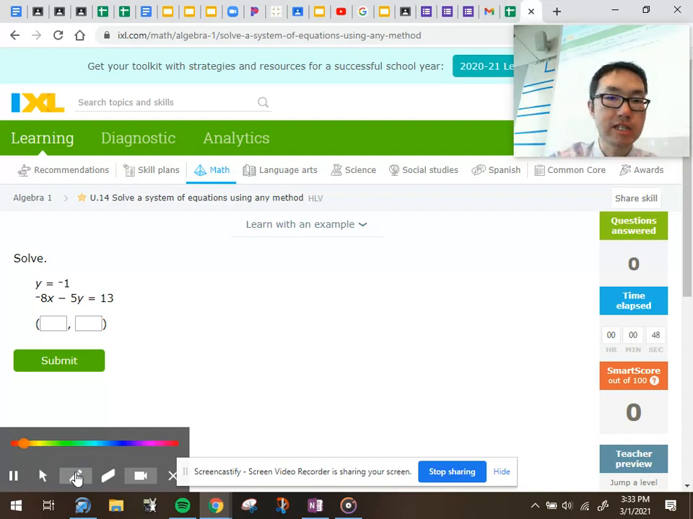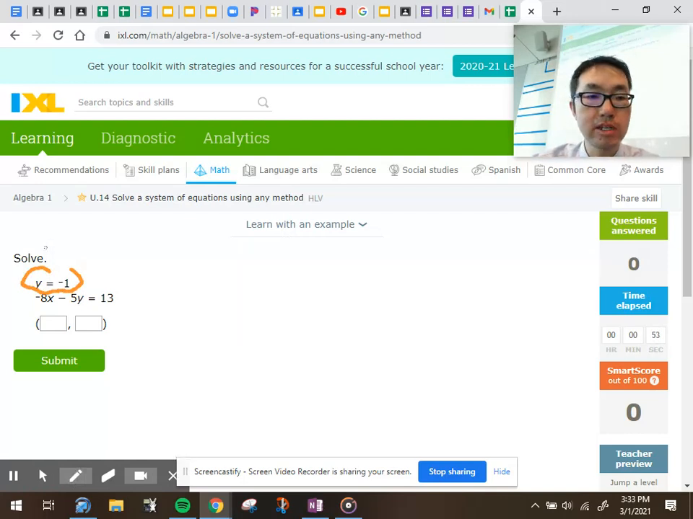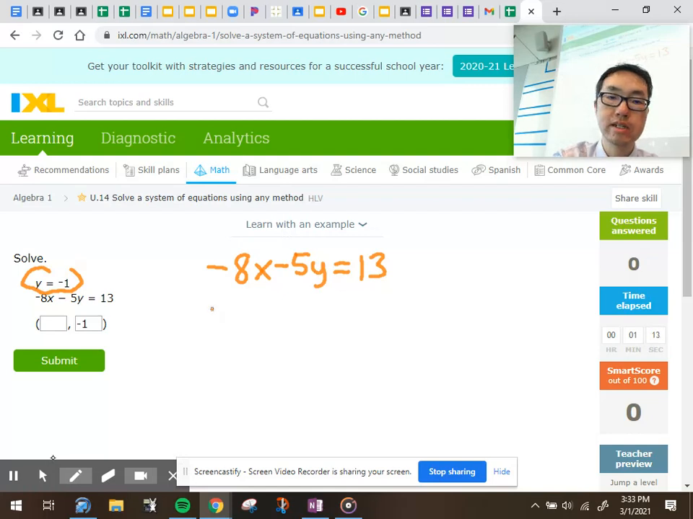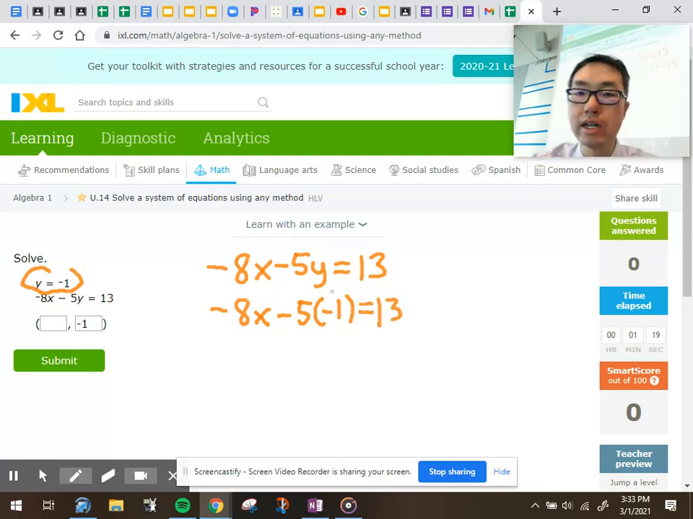I want to direct to this idea right here, y equals -1. That already tells me that y is -1, so I don't have to do much there. I just need to find what x is. In order to find x, what I'm going to do is rewrite the second equation, and I'm going to substitute y equals -1 for where y is. So you will notice as I write it, it looks exactly the same, except instead of y, there's a -1.